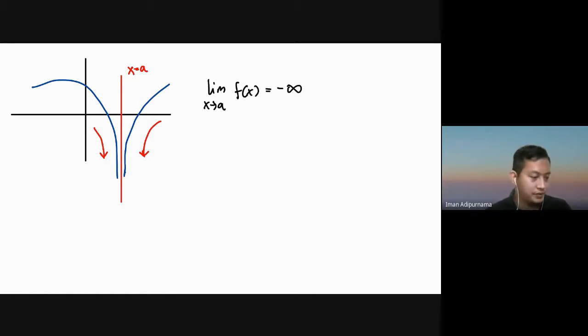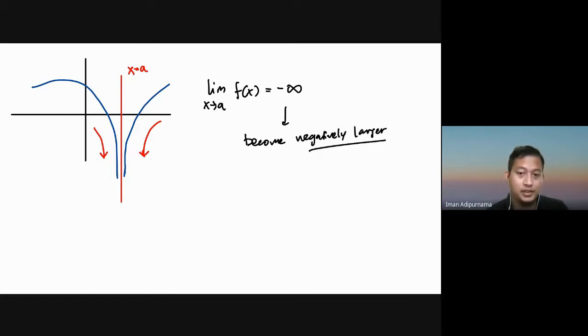So this means it becomes negatively larger. The other definitions are the same as the positive one. But the difference here is that it becomes negatively large as x gets closer to a.